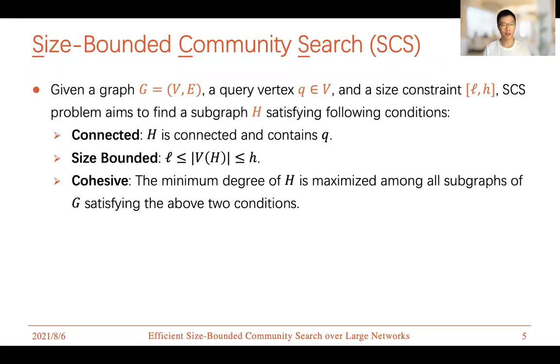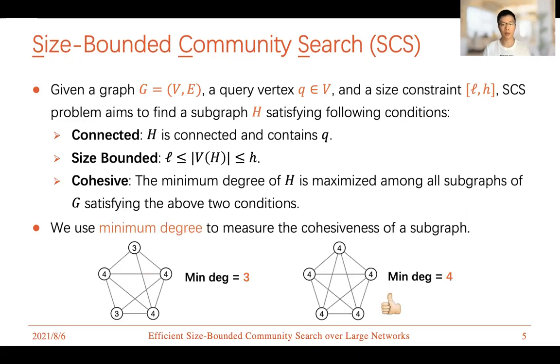Here is a formal definition of this problem. Given a graph G, a query vertex Q, and a size constraint L to H, the SCS problem aims to find a subgraph H satisfying the following conditions. Firstly, H is connected and contains Q. Secondly, the number of vertices in H is at least L, but at most H. Lastly, the minimum degree of H is maximized among all subgraphs of G satisfying the above two conditions.